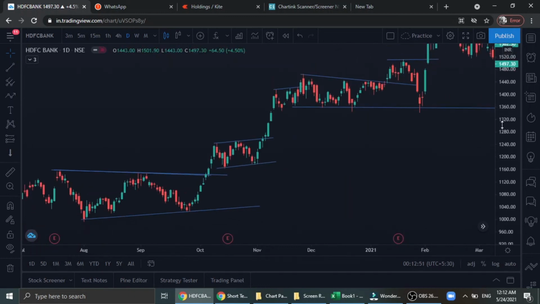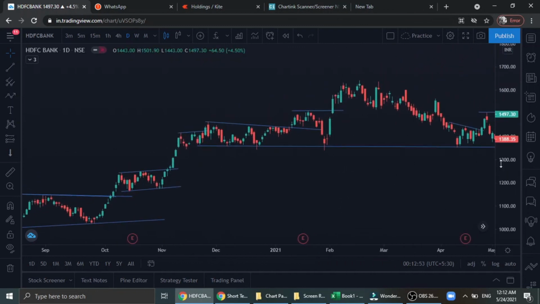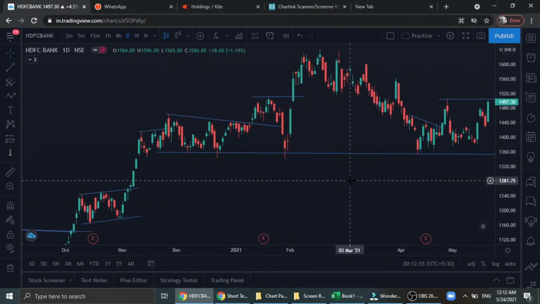So I hope you understood how to draw patterns. Patterns are nothing but drawing support and resistance. The combination of these two, you'll understand whichever side breaks, that side the stock moves aggressively. So if you know how to draw support and resistance, that is actually enough. You don't need to understand the types of chart patterns and how to draw chart patterns, all these. If you understand how to draw support and resistance, that's actually enough.